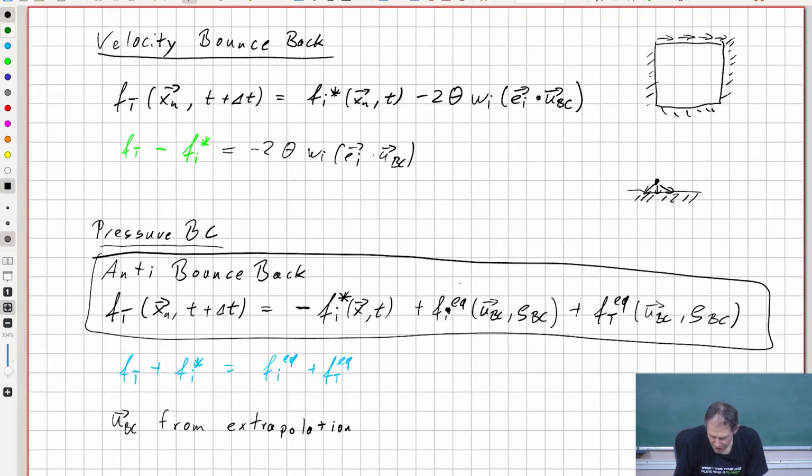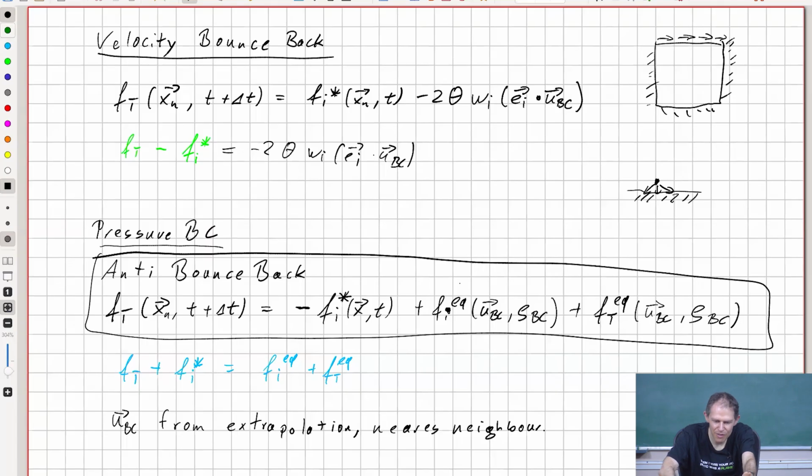So this is often done by just taking the nearest neighbor, the node next to the outlet, taking the next node from the outlet and setting the velocity to this value. Okay.